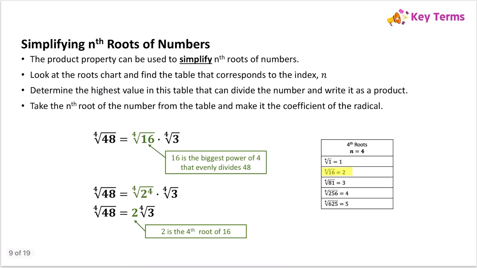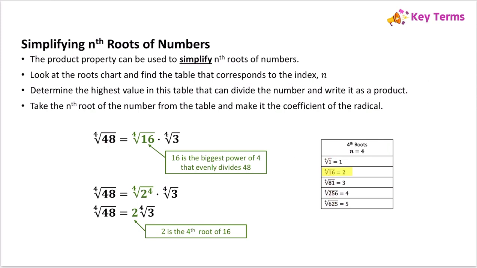Okay, the product property can be used to simplify nth roots of numbers, but what you're going to do is use the roots chart that I have linked in the lesson resource folder. In the roots chart, you can find the table that corresponds to the index, which is the value of n. So for example, if I'm doing the fourth root of 48, I'm going to go to that chart and find the table where it says n equals 4, because that's my index. You're going to find the highest value in this table that will evenly divide 48. So in this case, that's going to be 16.